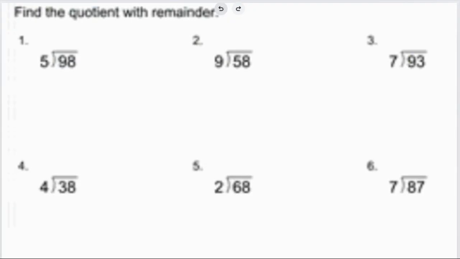So you see here that we have a dividend, which is underneath this little house thing, and we have the divisor, which is on the outside. So in our first example, you have 98 divided by 5. That's another way you would read that, where 98 is the dividend and 5 is the divisor. The dividend is what's being divided. The divisor is what's doing the dividing.